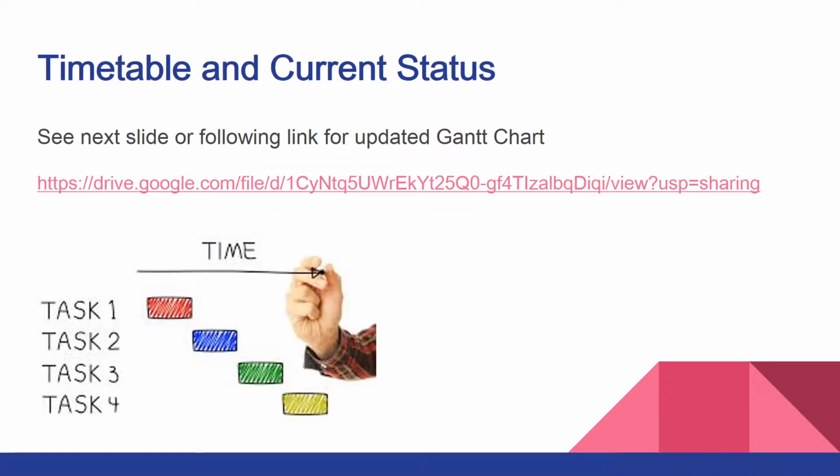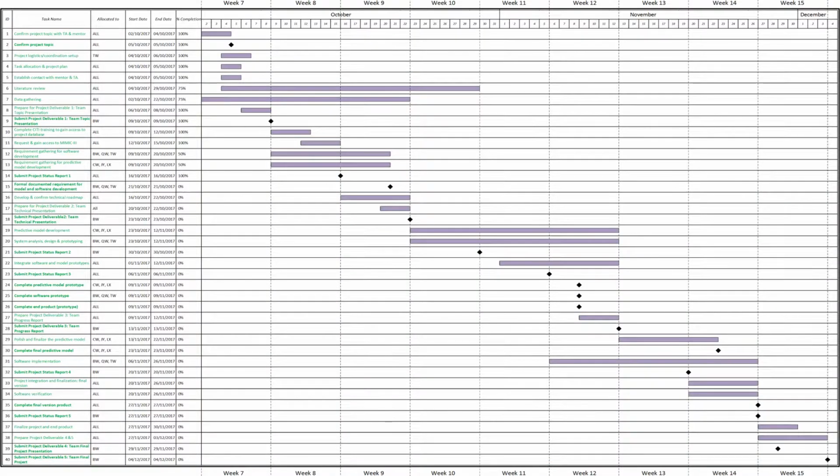For the complete timetable and current status of the project, you can check the next slide or the following link showing the updated Gantt chart. There are two parallel branches. The machine learning model is led by Chen, Jing, and Li. The web app is led by Borei, Qingliao, and Tianjiao. The detailed task assignment and timeline is shown in this chart. So far, all the milestones have been met on time. Next, we will explain the model and the web app in detail.